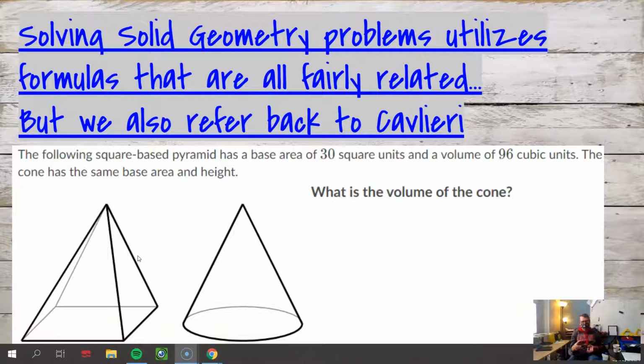If you take apart a cone, the bottom of it is going to be a circle, right? But the top part of it, instead of being triangles, I mean, they're kind of like triangles.